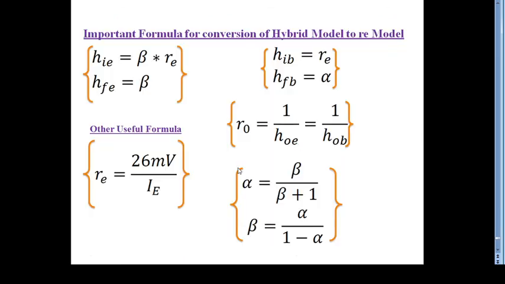Now these are some important formulas I have written. HIE is your beta RE, the input impedance across the emitter side. HFE, the forward current transfer ratio, is nothing but simply your beta. HIB is RE, HFB is alpha. The RE value is 26 millivolt by I, that is VT by I. So we have to use this formula for numericals. R naught is 1 by HOE, and alpha we know is beta by beta plus 1, and beta equals alpha by 1 minus alpha. So these are the important formulas we have to remember.